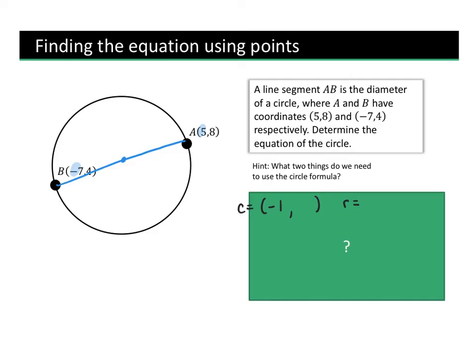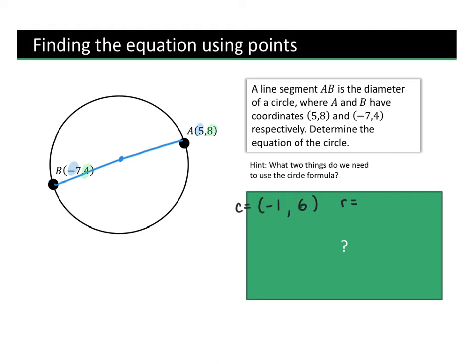And then I've got 4 plus 8 is 12, divide that by 2, 6. So there's my centre. So I know my centre is minus 1, 6. How am I going to find my radius? Now my radius, I need to find the distance.